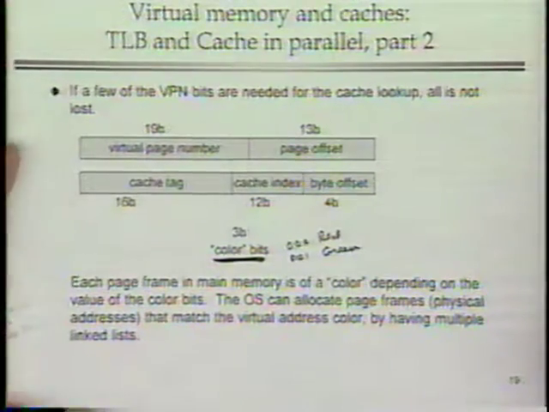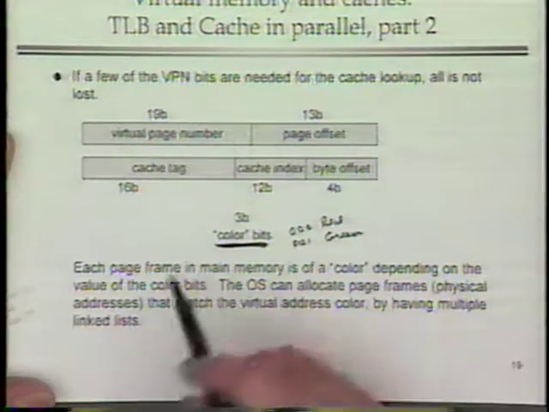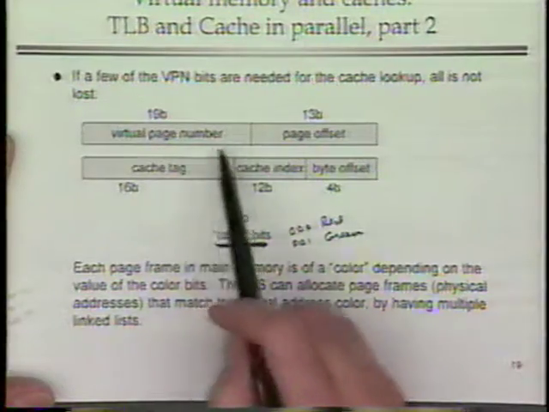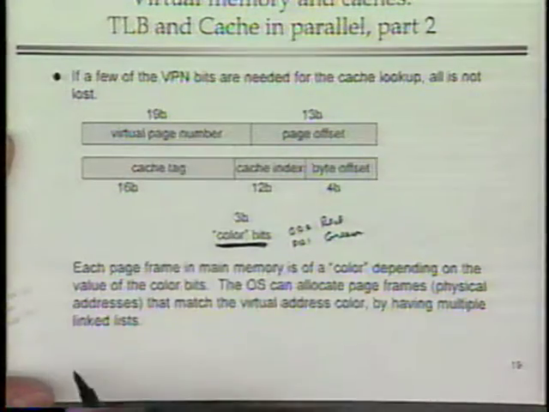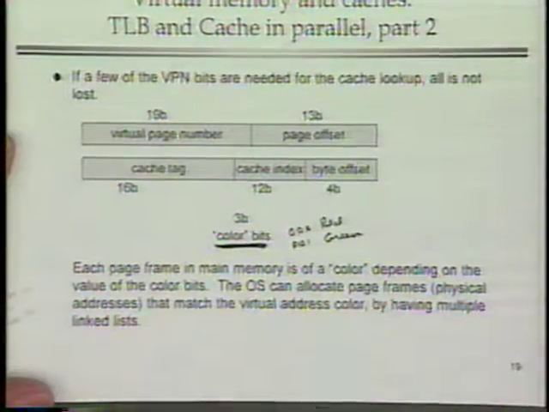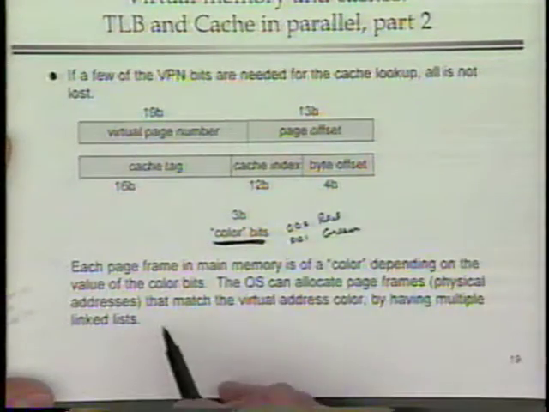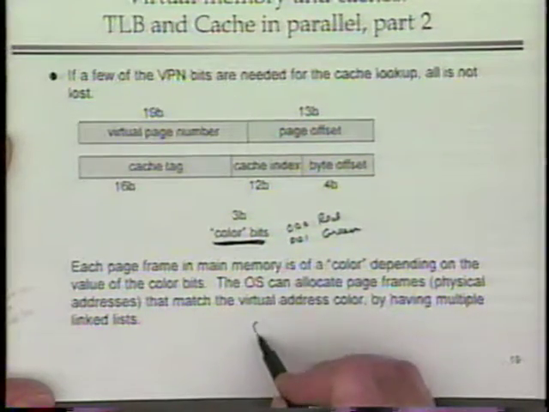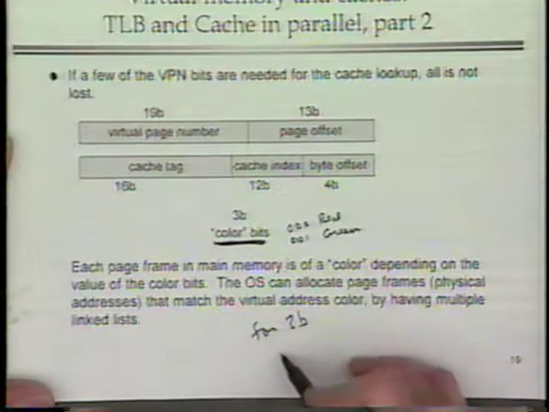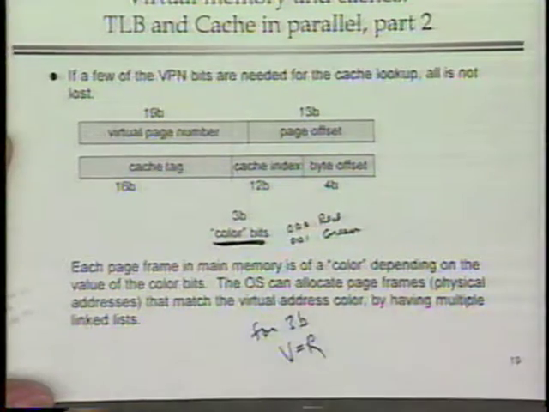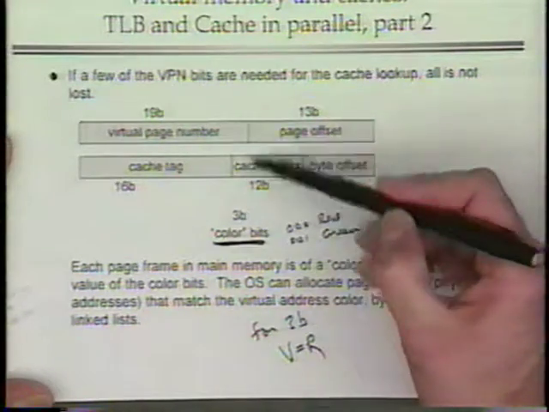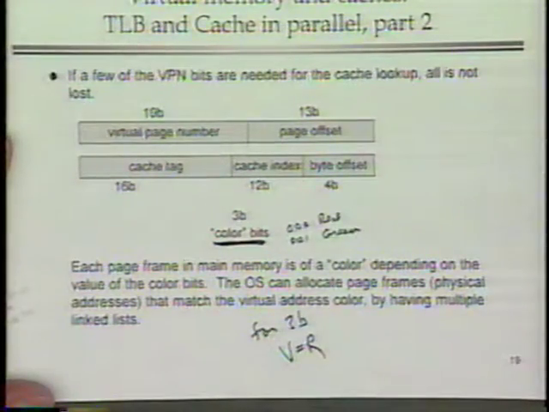And there are several different ways that you can use this. One is that you can decide to restrict the places that virtual pages can be mapped to physical pages in memory. Right? In that case, each page frame in main memory is a different color. And you can, by doing that, guarantee that for those 3 bits, for those color bits, the virtual address is the same as the real address. That there will be no change in these bits as they get translated from a virtual page number to a real page number.